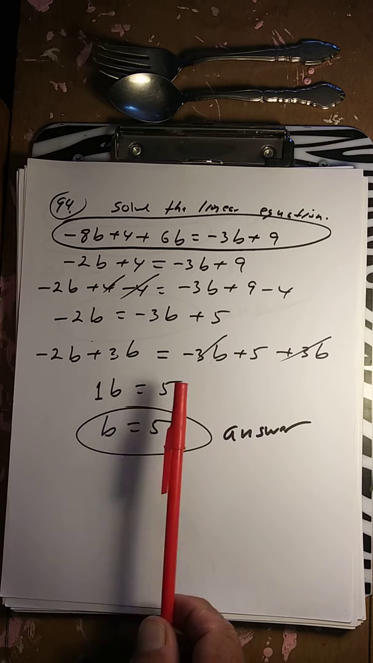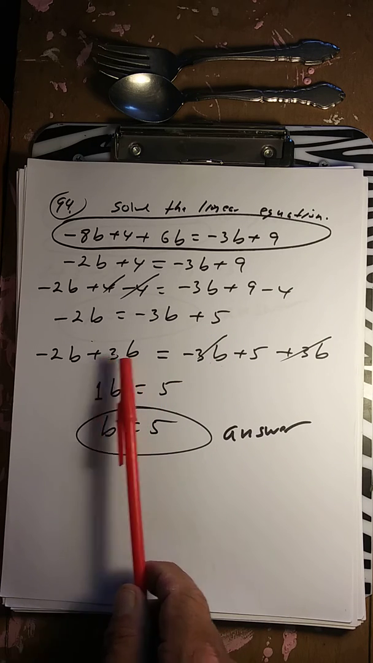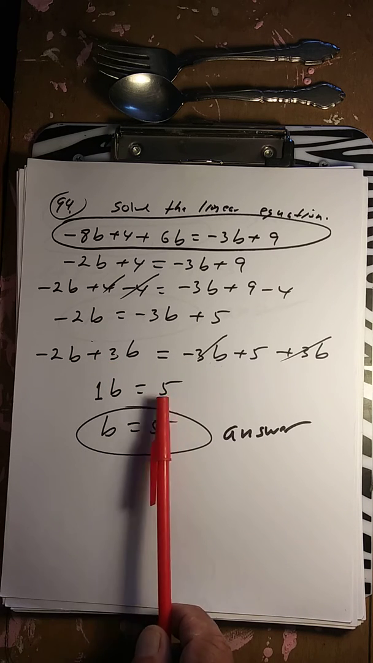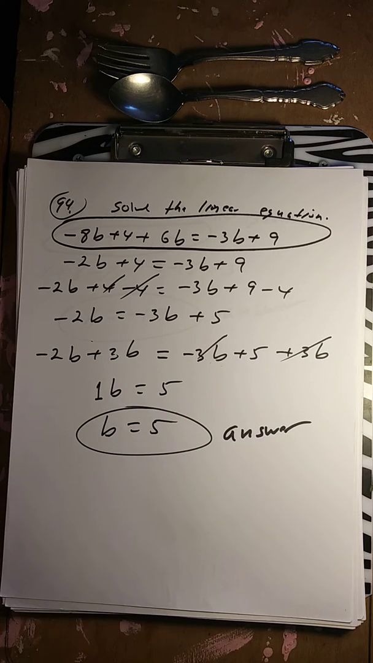So now we have add 3b. These are gone. So we have 1b equals 5 or just b equals 5.